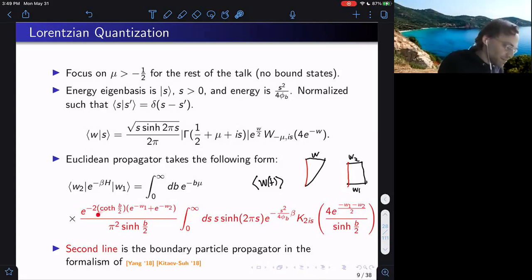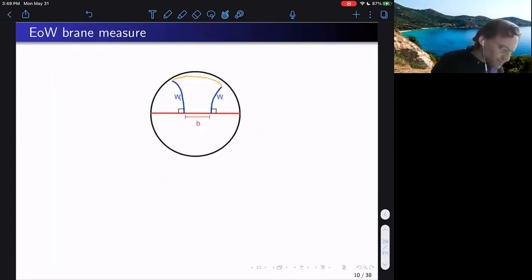Good, so now I'll say a few words about this boundary particle propagator and what exactly is being computed here. Here I have the hyperbolic Euclidean disk. This red line is a geodesic that goes through the center. I imagine choosing two points separated by a distance b, and then I consider orthogonal geodesics to the endpoints that have normalized geodesic lengths W1 and W2. The idea is that this boundary particle propagator computes a sum over trajectories that start here and end here, which I represented by this squiggly orange line.